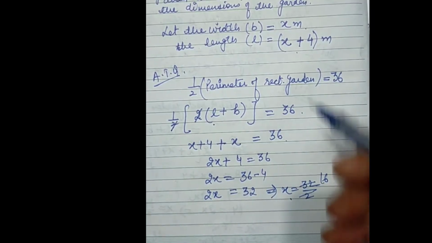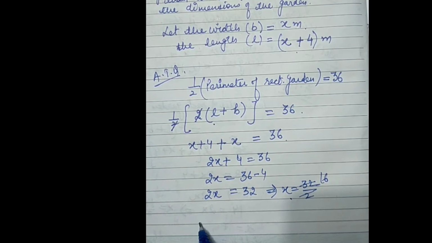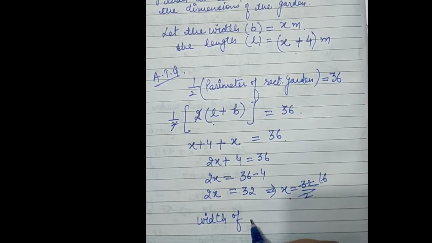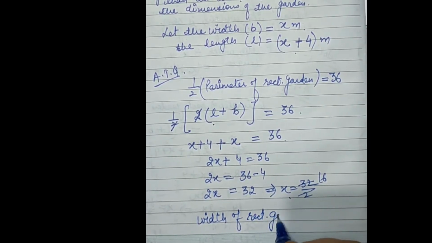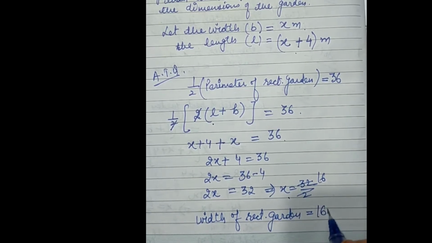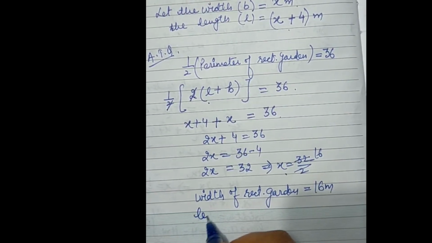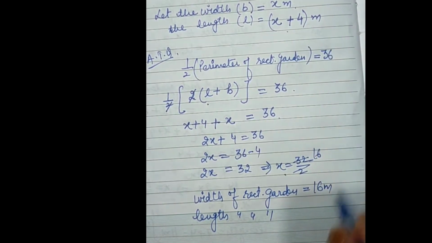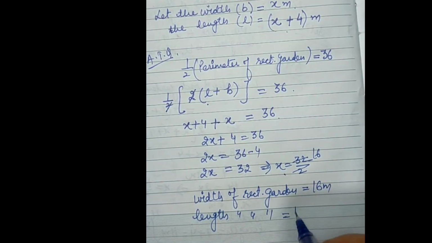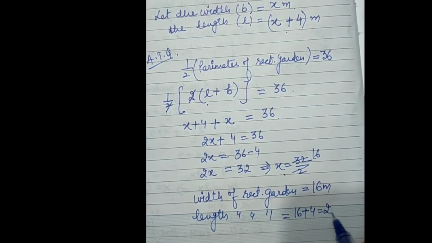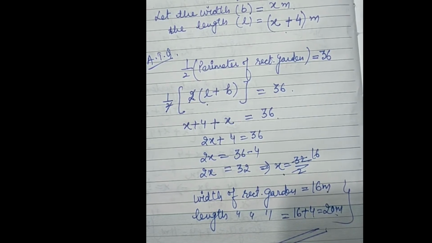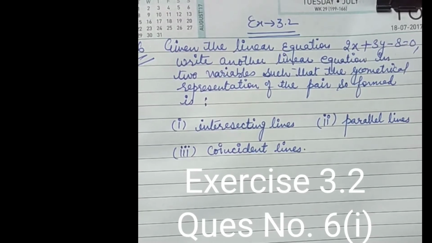And what is x actually? It was width. So the width of the rectangular garden is 16 meter and the length of the rectangular garden is x plus 4. That means 16 plus 4, that is 20 meter. So these are the required dimensions. Length is 20, width is 16 meter. Continuing with the next question.